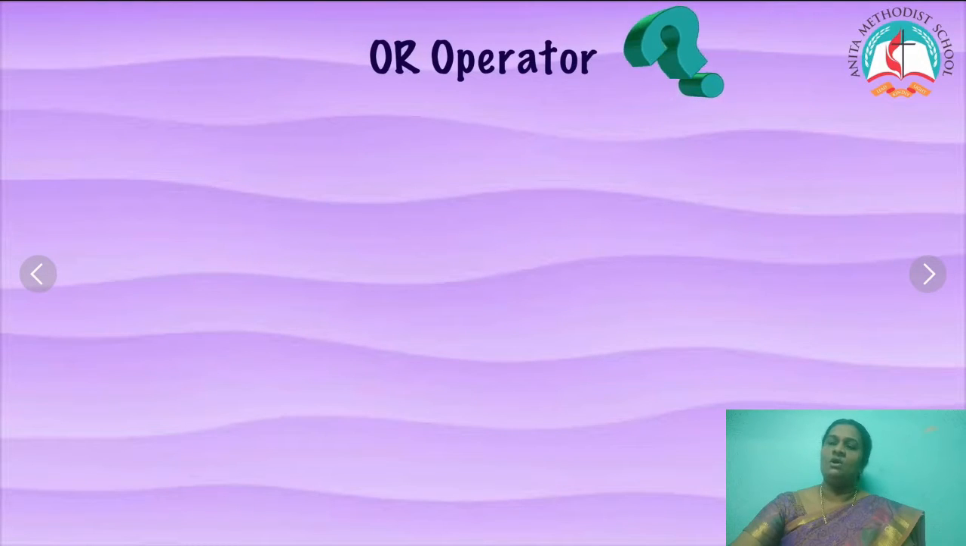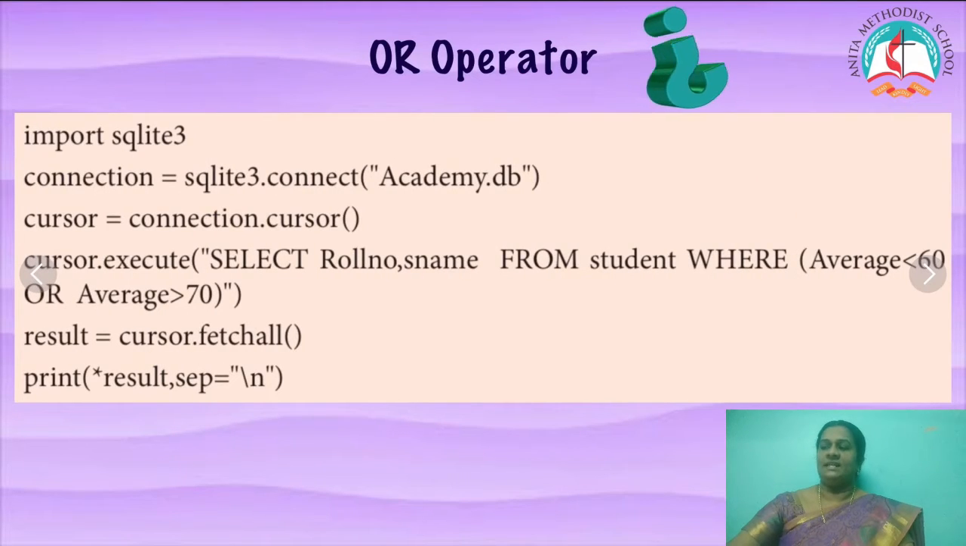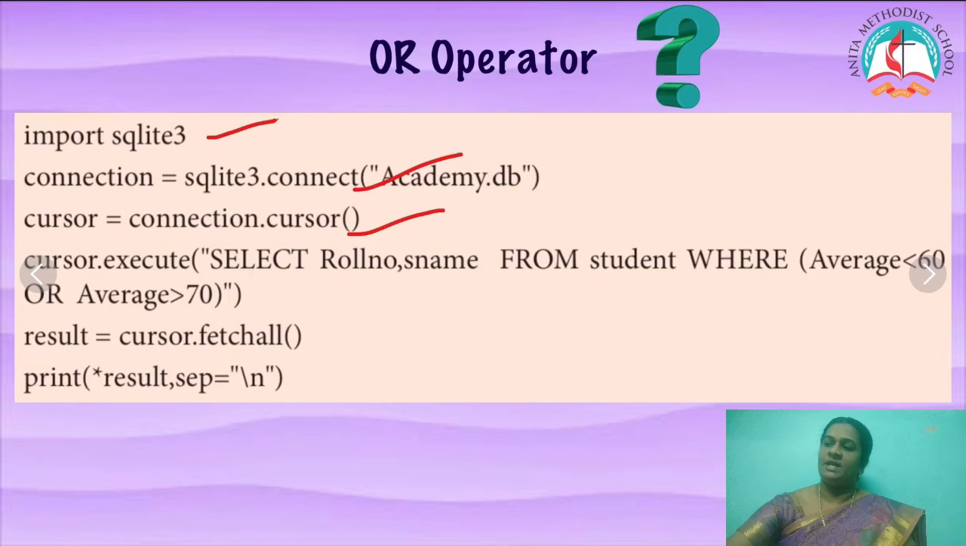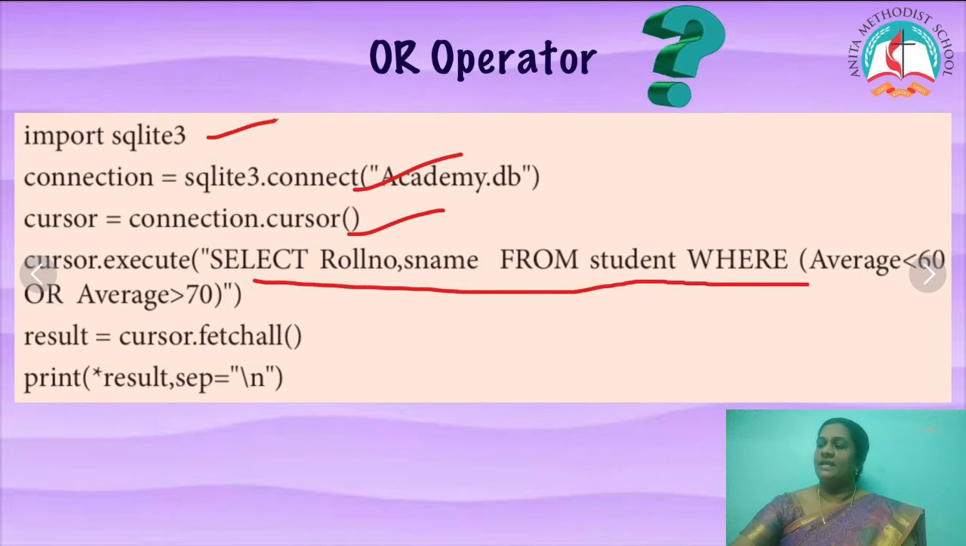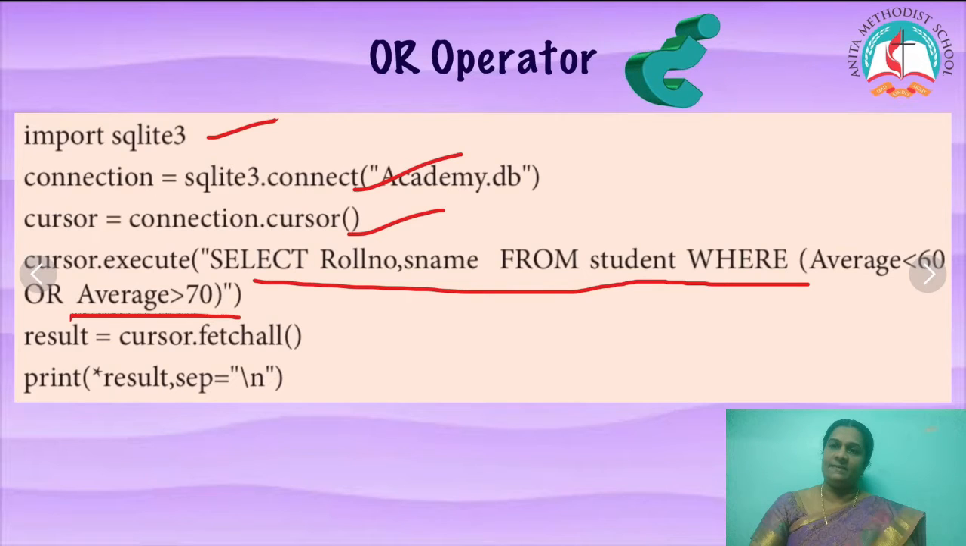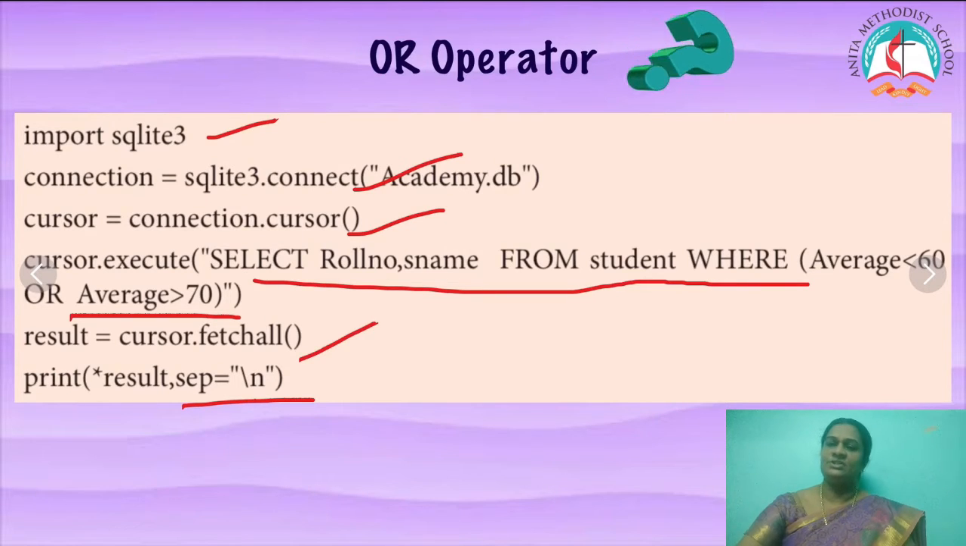Correct. OR operator. What is OR operator? It is also used for checking a condition. Good. Now let's see an example here. By this time you should have learned the syntax. Import, connection remains the same. Connection.cursor is very important. And then see here, roll number, S name where average less than 60 or average greater than 70. Okay, they are not using AND here, they are using OR operator.